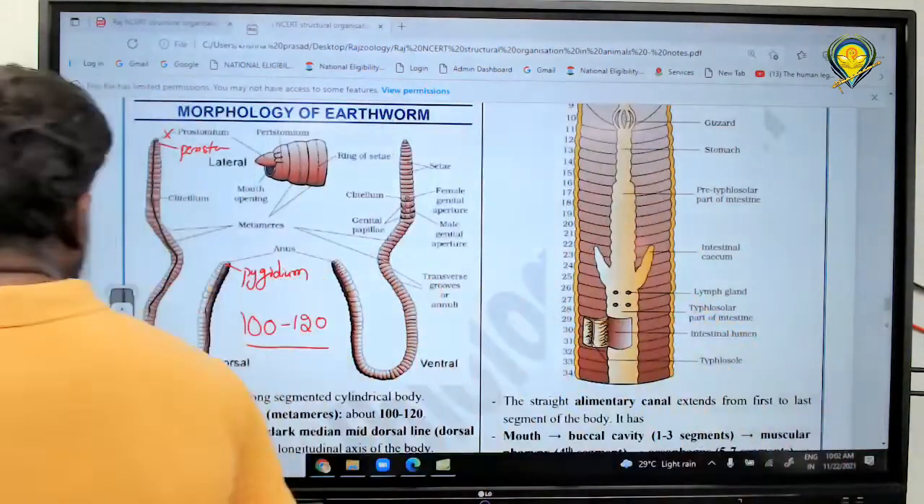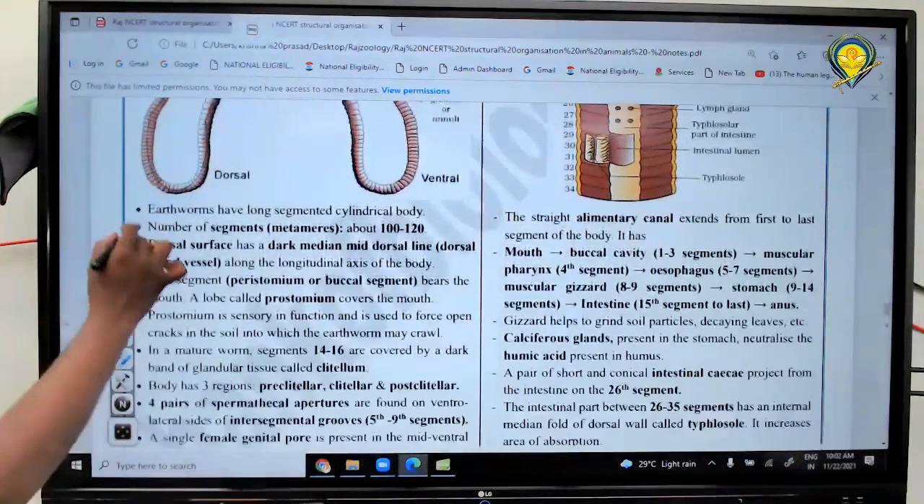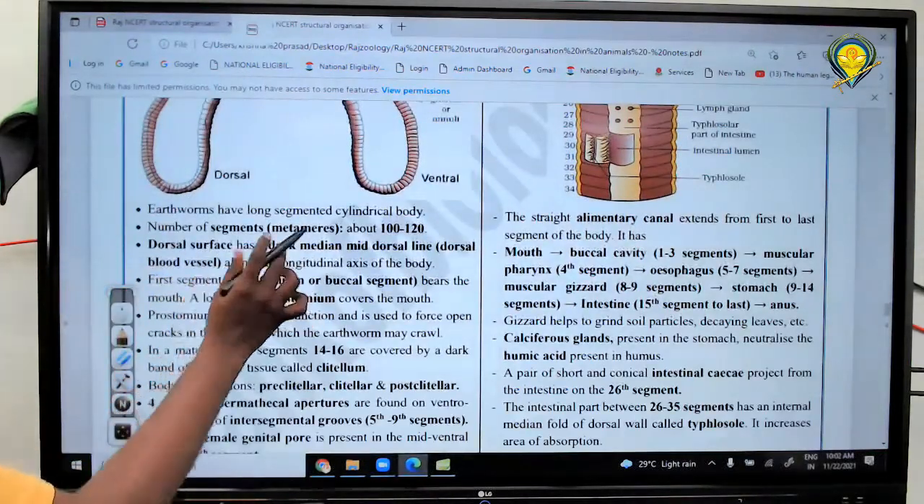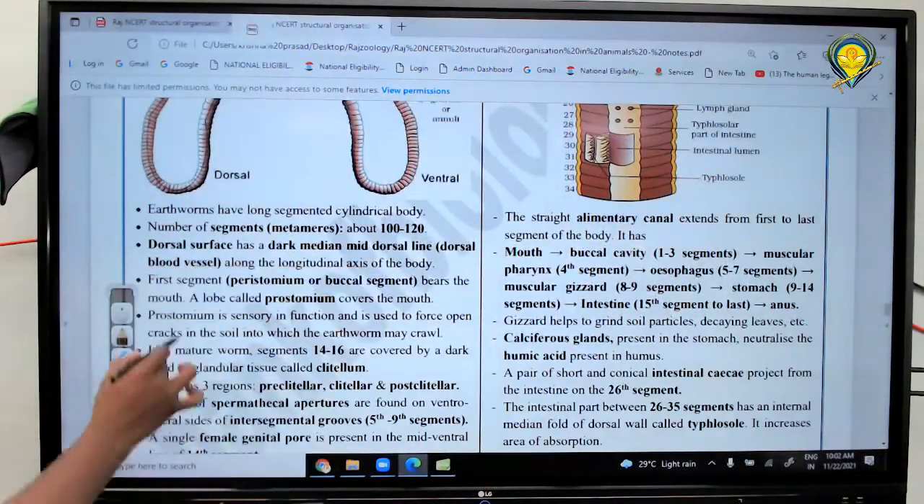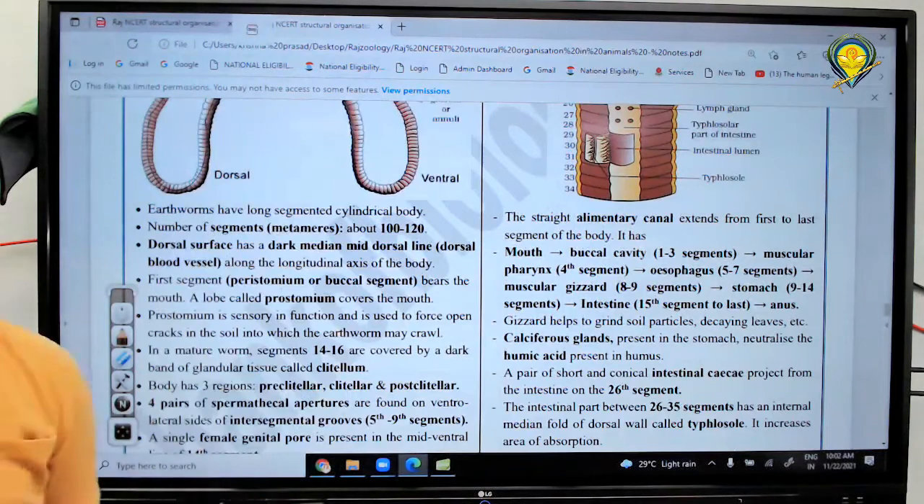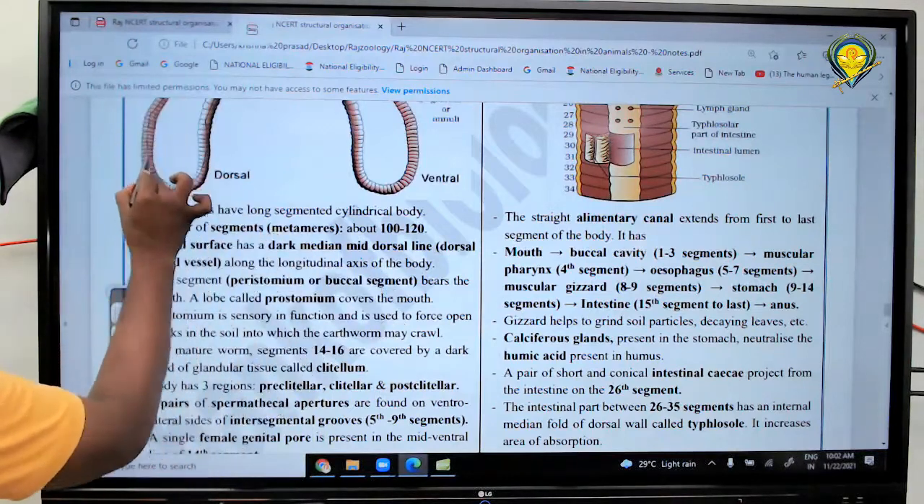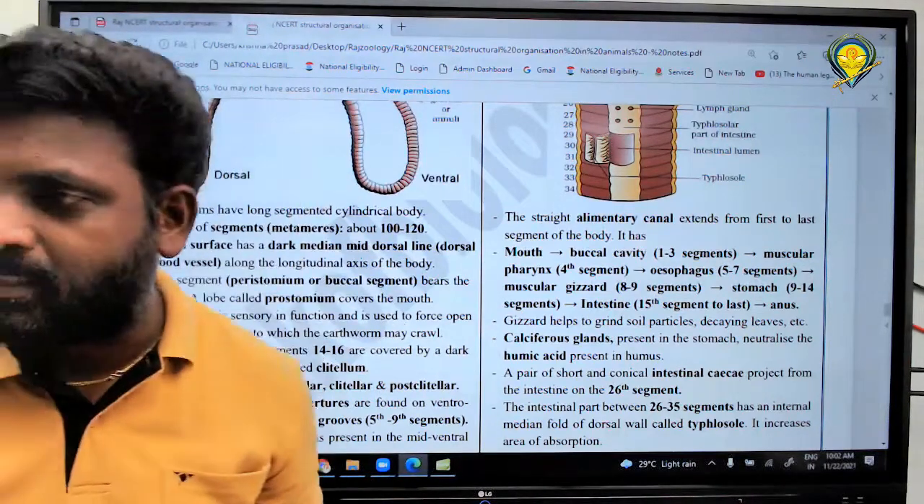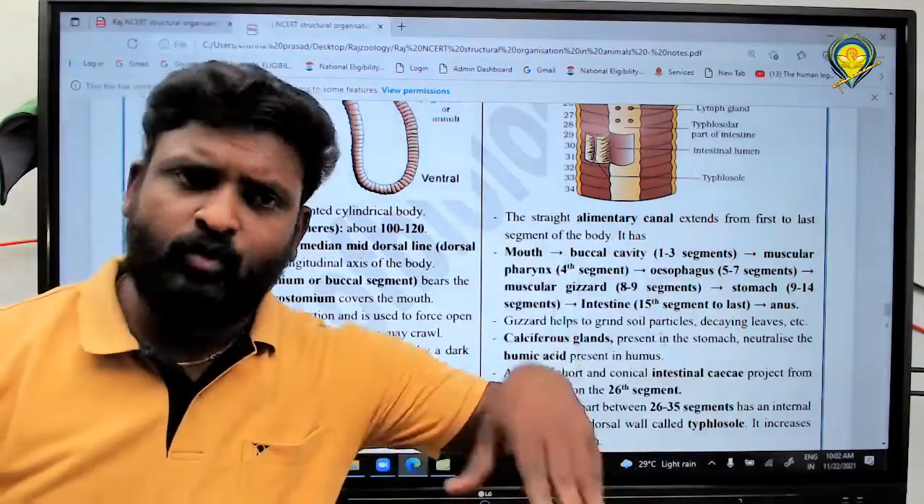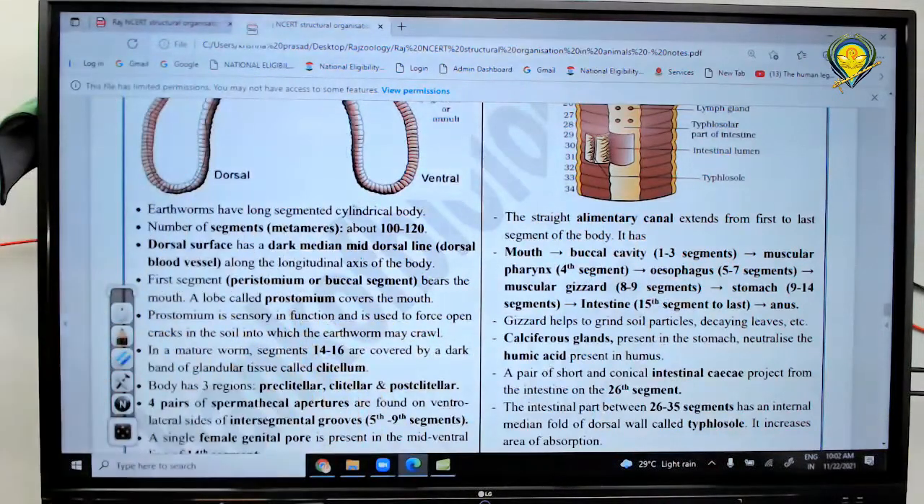So mid dorsal, right? That's what they are mentioning here. You can see this. The dorsal surface has a dark median dorsal line that is called the dorsal blood vessel. What is it? Dorsal blood vessel, right? And along the longitudinal axis of the body, is it present throughout the body or only at some stages? Throughout the body, right? Very good. That's the point they are mentioning.